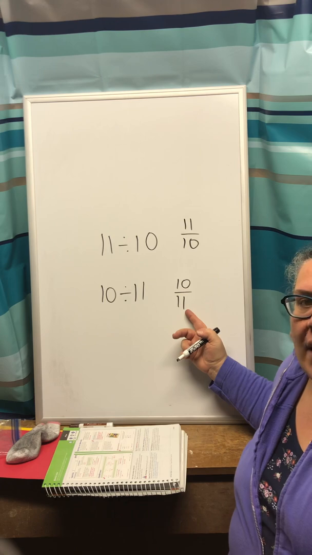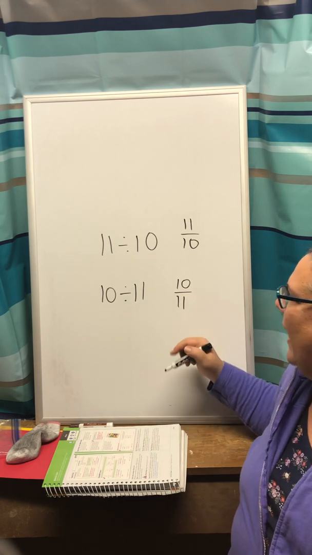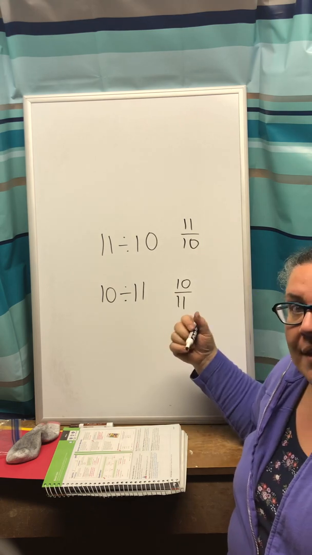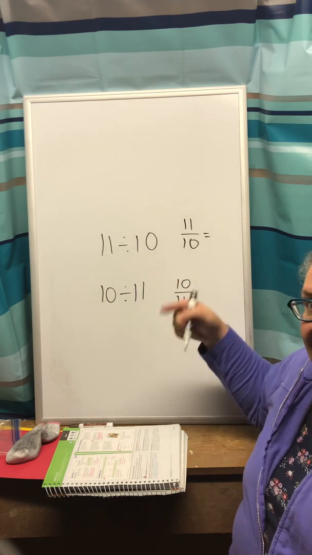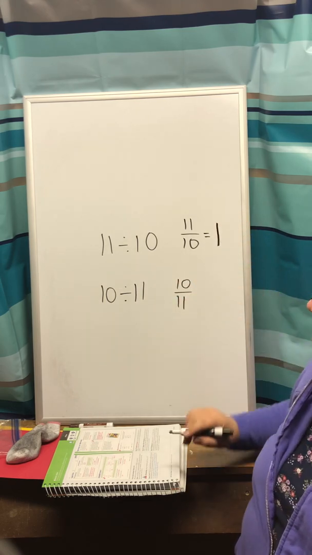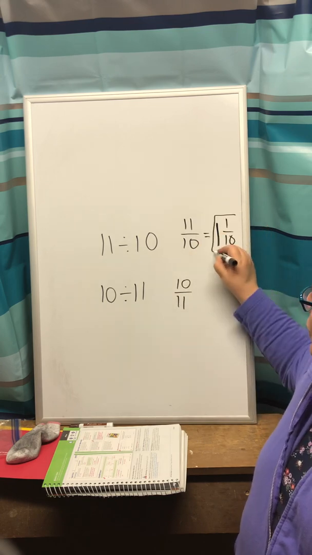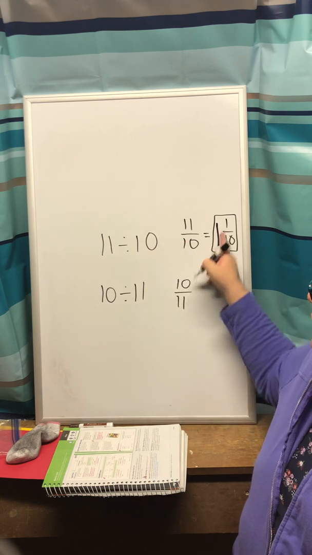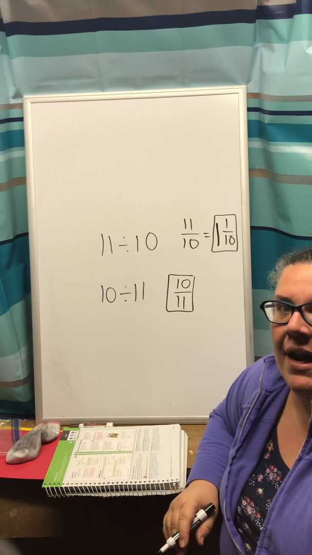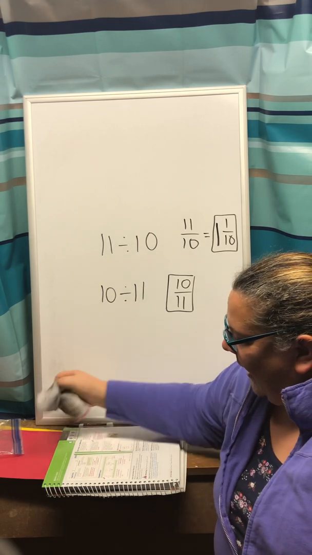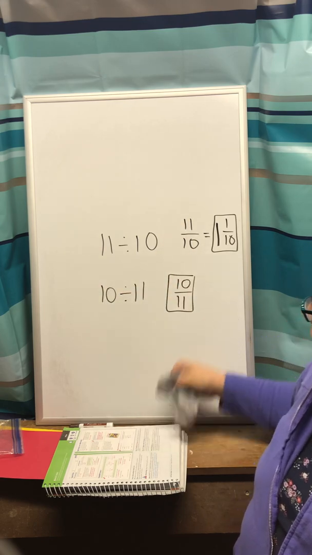I can't do anything else with it because there is nothing that I can evenly divide both 10 and 11 by. On this one, because my fraction is improper, I know that there is 1 10 in 11, so I could say 1, and then I have 1/10 left over. So 11 divided by 10 is 1 and 1/10. 10 divided by 11 is 10/11ths. Okay, so it's just a matter of turning the expression into a fraction.